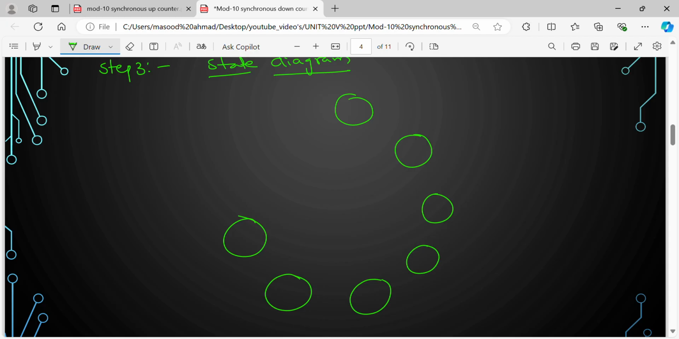The next state to 0 is 9. The next state to 9 is 8. The next state to 8 is 7. The next state to 7 is 6. Then 6 goes to 5, and then 4.